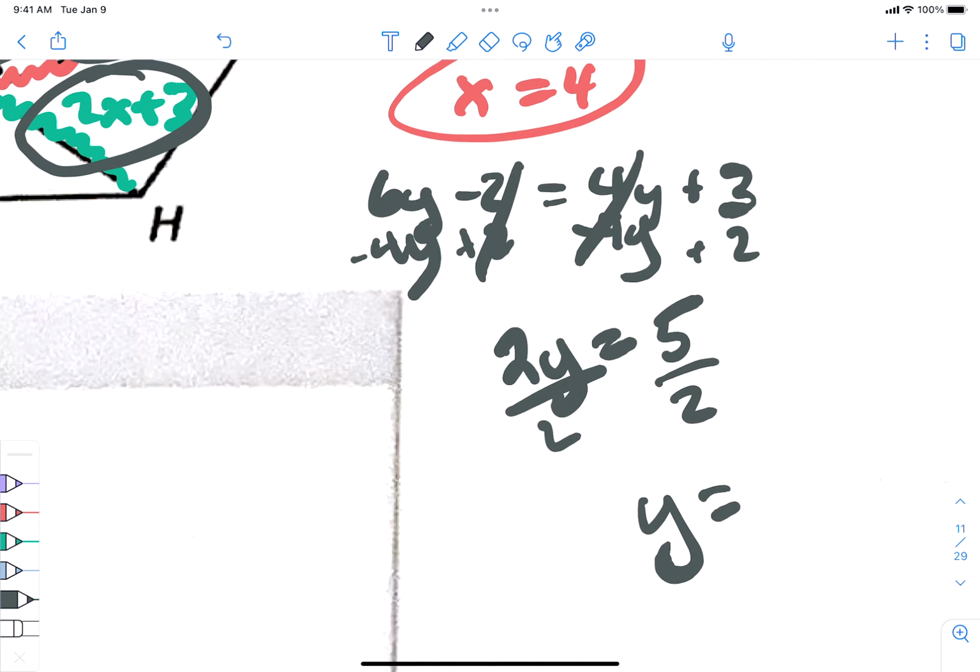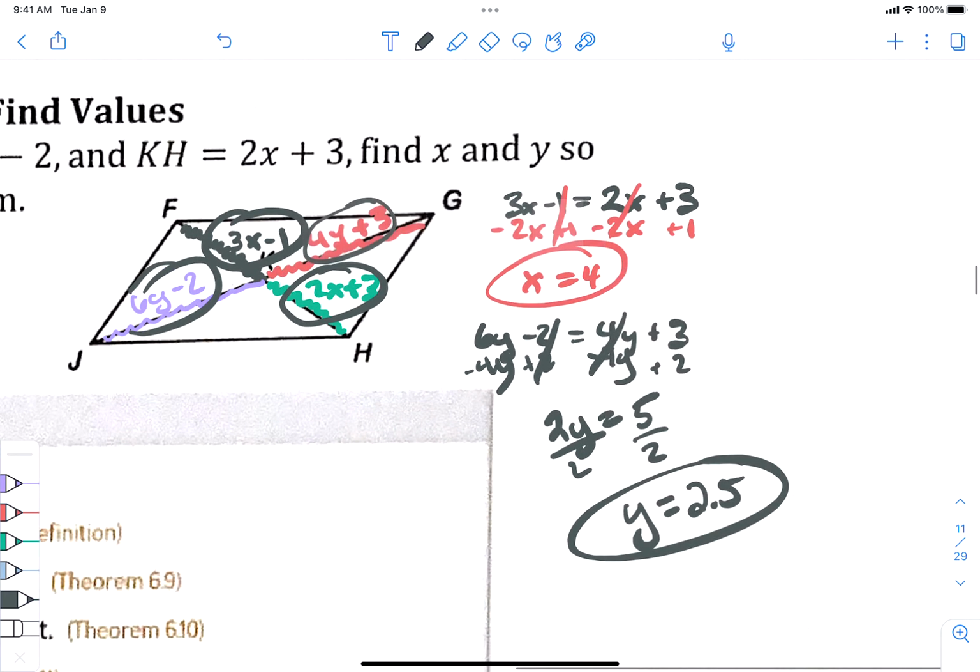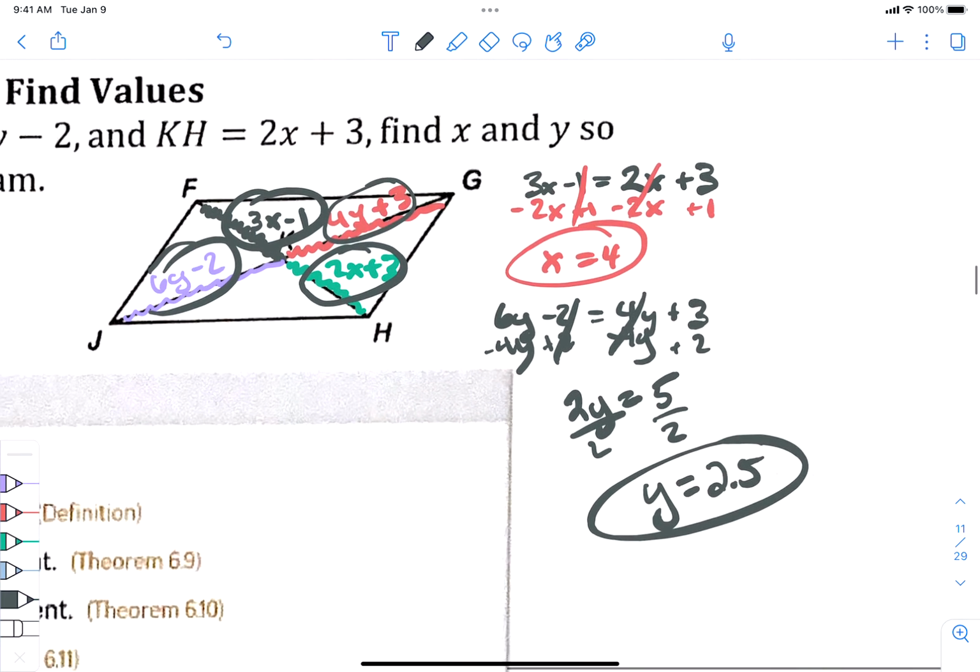What's 5 divided by 2? 2.5. Yep, there we go. X and y, the opposite ones have to be equal to each other.